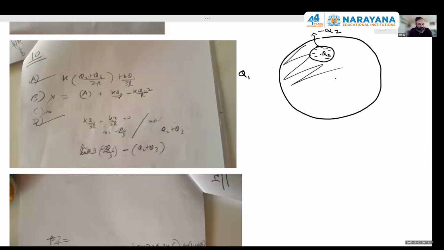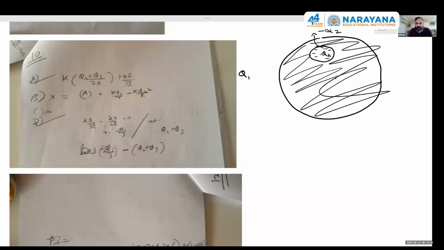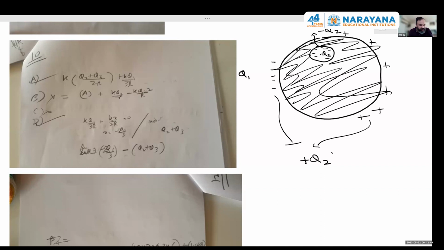Then to this solid, you have supplied a charge of Q3. So what is going to happen is, minus Q2. So on the external surface, there will be some negative charge here. There will be some positive charge here. Howsoever non-uniformly distributed, but this negative, positive in totality, because here we have minus Q2, it should be plus Q2 and additional charge plus Q3.